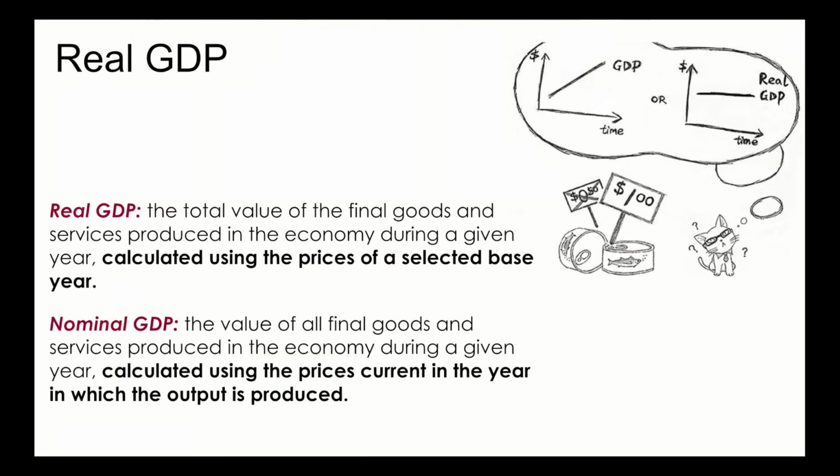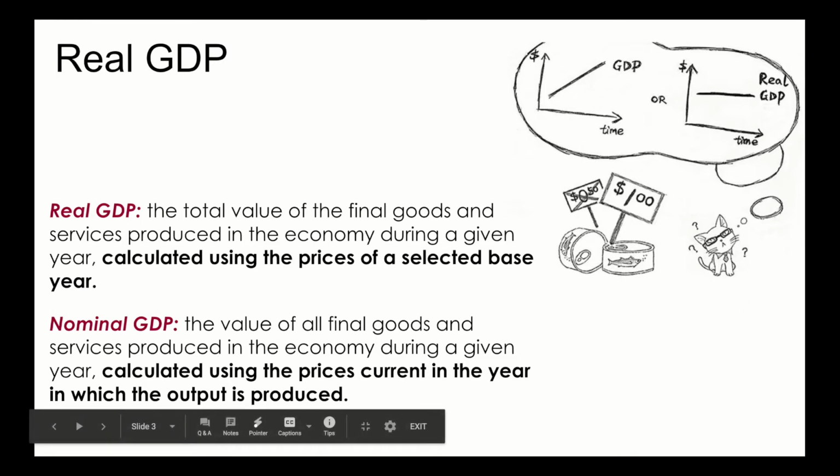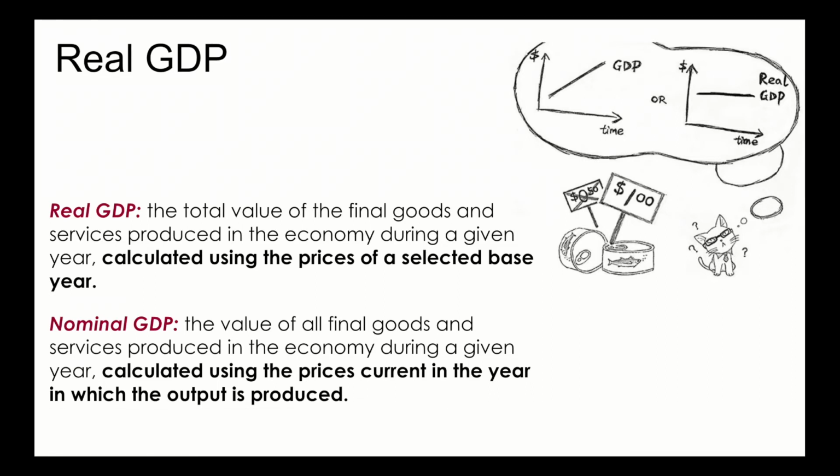So if we look, we've got real GDP and nominal GDP, and the difference is essentially just inflation. When we're calculating nominal GDP, this is the value of all final goods and services produced in an economy during a given year, calculated using the prices current in the year in which the output is produced.